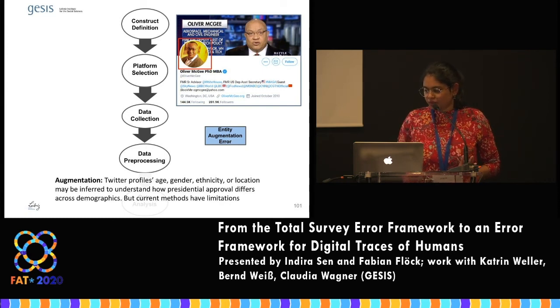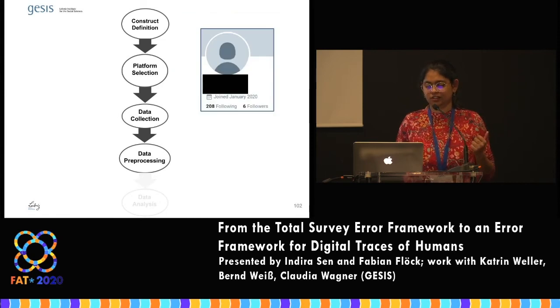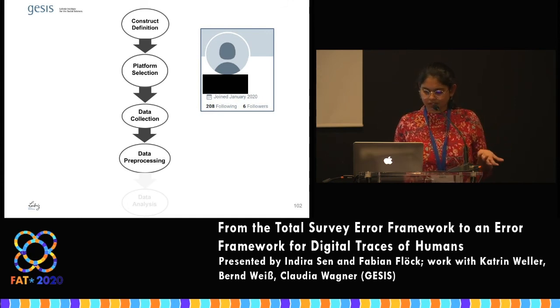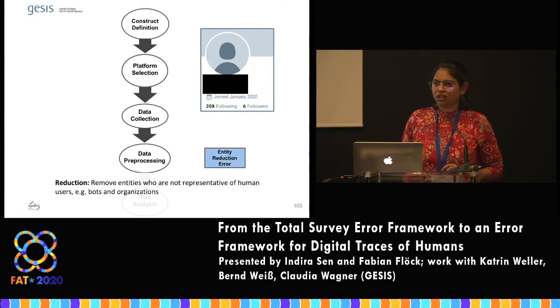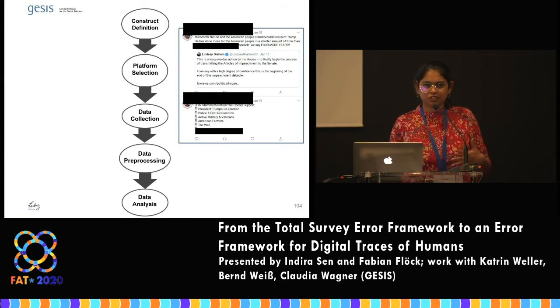On the other hand, you could also get rid of the bots. And again, very similar to entity reduction error as we saw before, depending on how effective your bot detection method is. And now finally, we come to data pre-processing. At this stage, given a person's tweets, we would like to know whether this person approves or disapproves of Trump or not. So this is one person who has tweeted twice in a day about Trump. And it could be that one of his tweets is positive, whereas the next one is negative. So how do we measure that?